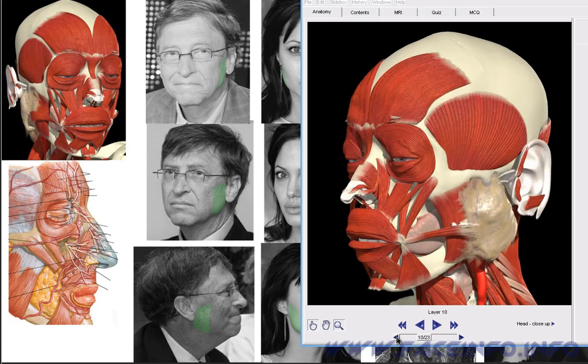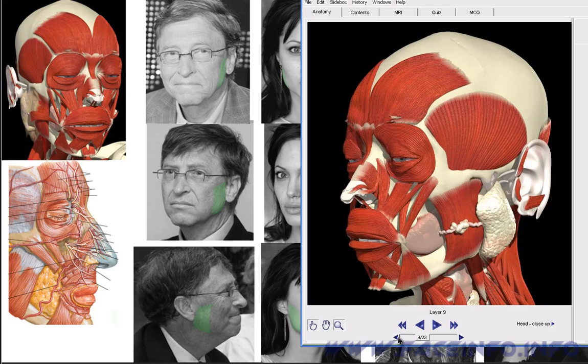So, look at this picture, please. This is the parotid gland, and this is the parotid duct. Here it goes through the buccinator muscle, and through the parotid duct the saliva flows into the mouth cavity, and its length is about 7 centimeters.